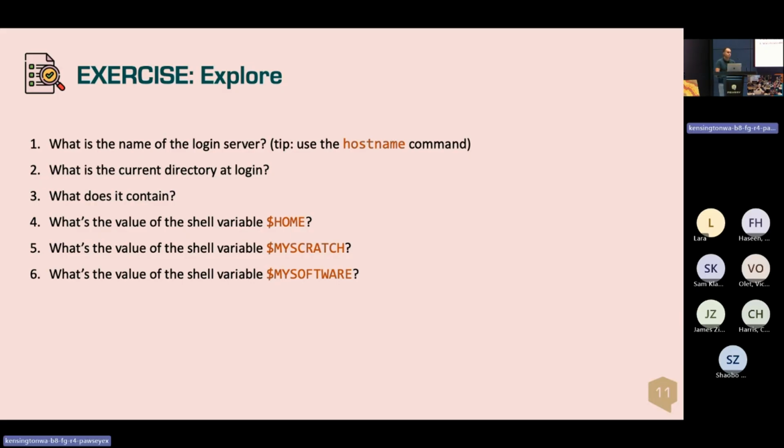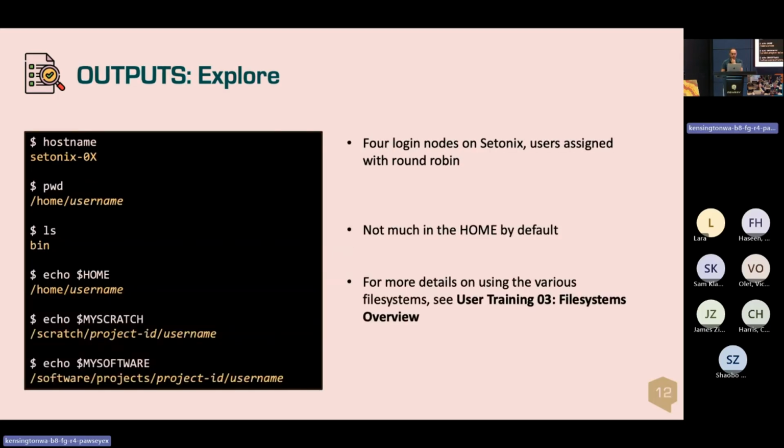So I'll give you a few minutes to try it out and explore around if you haven't before. While you do that, the next slides will show you an example of the output of these exercises, these commands. So the host name of a login node will always be setonics dash and then the number of the login node, an identifier of the login node.